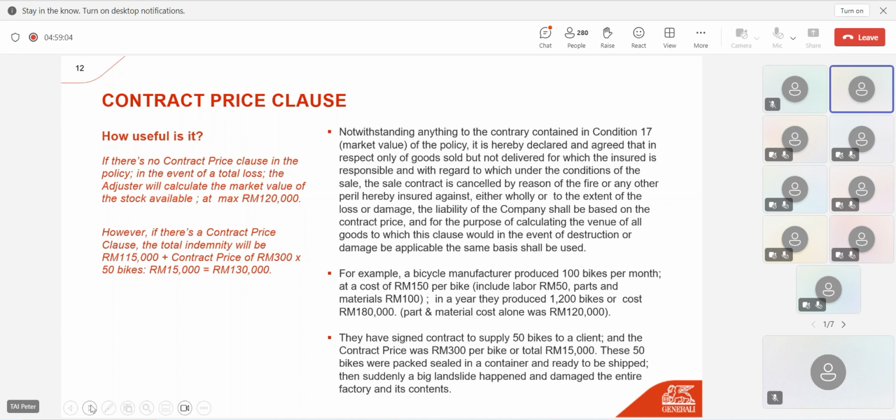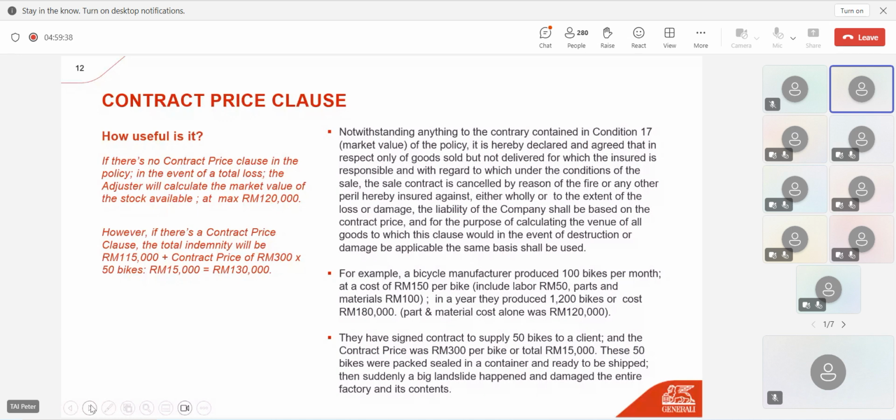However, if there is a contract price clause, the total indemnity will be 115,000 plus the contract price of 300 times 50. That means another 10,000 ringgit they can claim from here. If there is a contract for those 50 bikes, remember just now, they already sold these bikes at 300 ringgit per bike. So basically the contract price difference, they have to be responsible for. Okay, so that's what is good about this contract price clause.